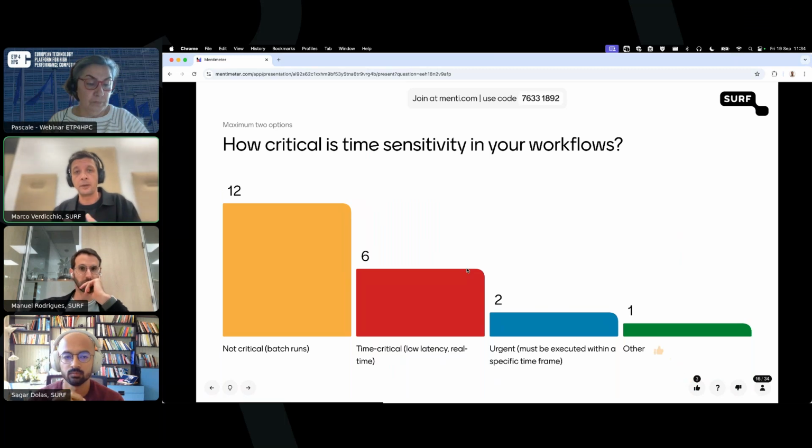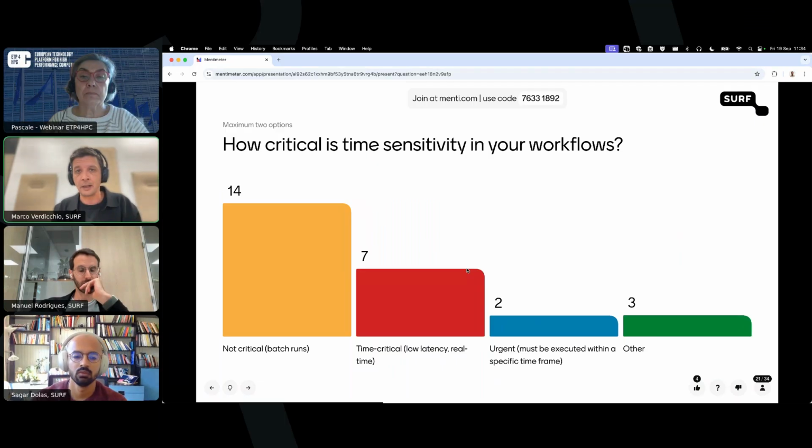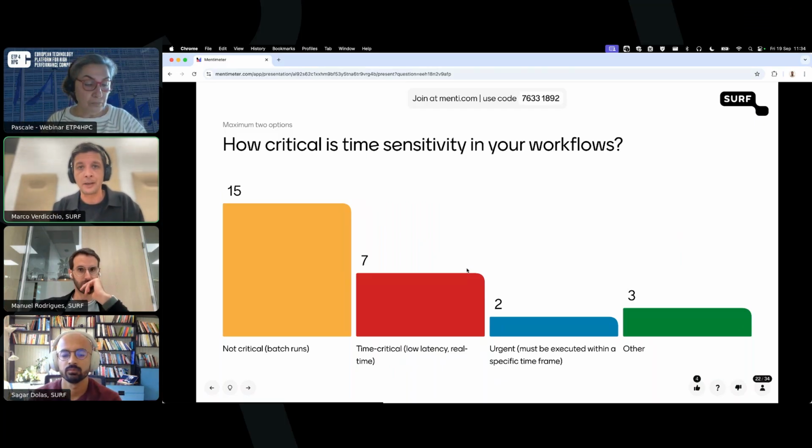Urgent is what we intend for when it needs to be executed within a specific time frame, which can be quite short or medium term, but there is a requirement to execute within a specific time frame. Whereas time critical is more that responses of the workflow are needed within a certain interval of time. So low latency, real time.